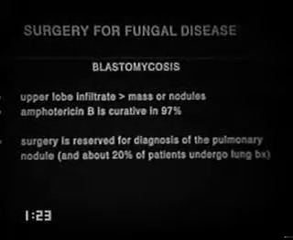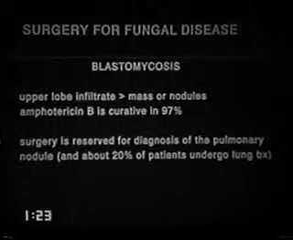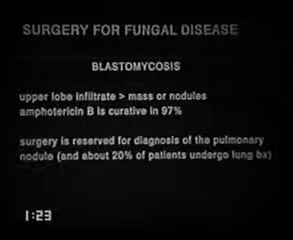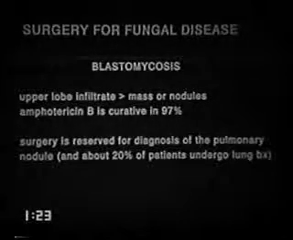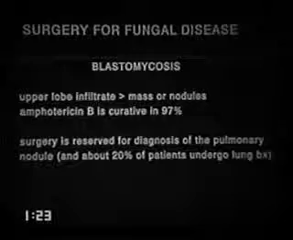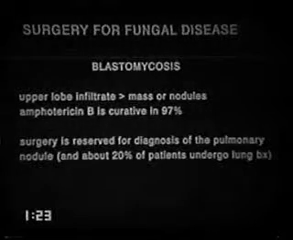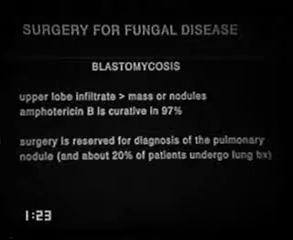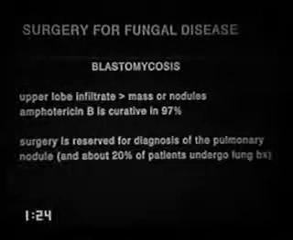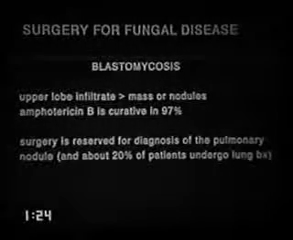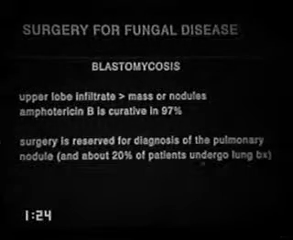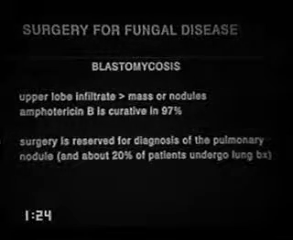Blastomycosis usually presents with an upper lobe infiltrate, though it may also present as a mass or multiple nodules. Amphotericin B is very effective in treating blastomycosis if the diagnosis is established. Surgery is reserved to establish the diagnosis if bronchoscopy or other means are unable to do so. And if it's a pulmonary nodule, for example, which may be fairly peripheral in its location, this may be required. About 20%, as I've indicated on this slide, of patients with blasto undergo a lung biopsy in order to establish the diagnosis.